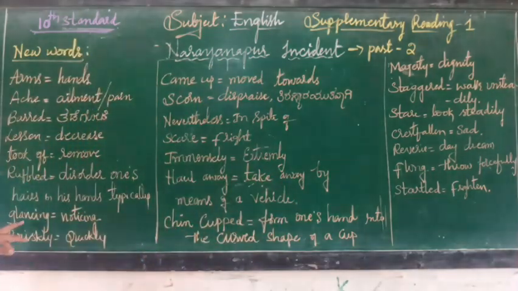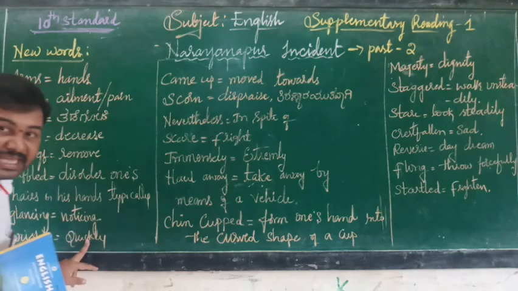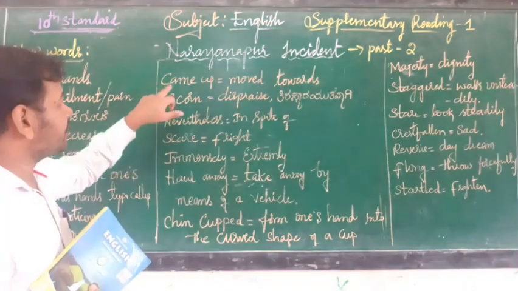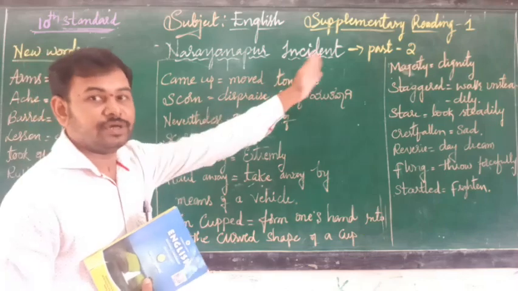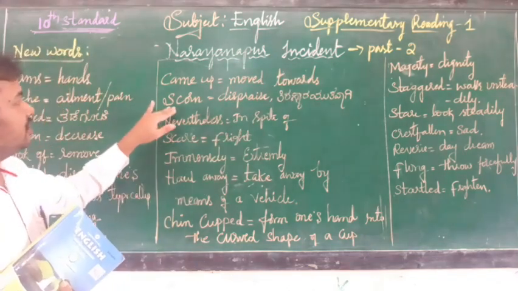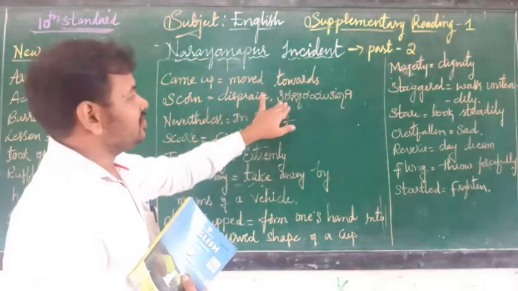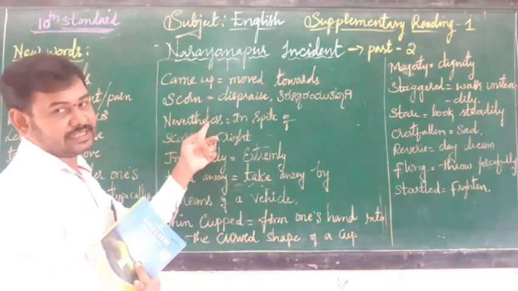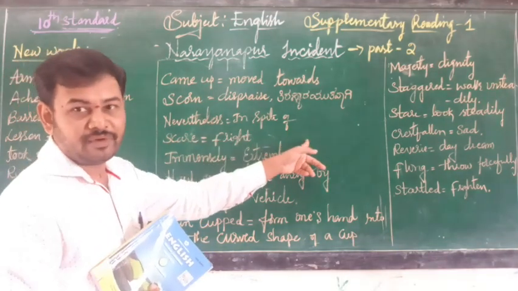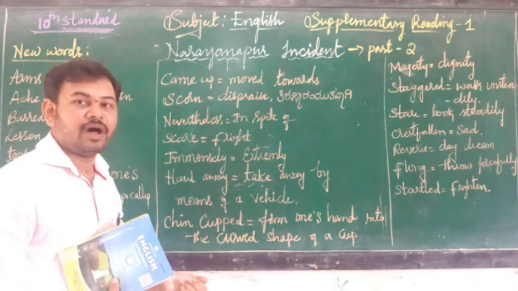Then glancing, noticing. Then briskly, quickly, very fast. Got it? Came up. Here in this context, came up means moved towards. And then scorn. Here, despise or tiraskarutavagi in this context. Nevertheless, in spite of. Another meaning, although. Another meaning in Kannada, adagyu.